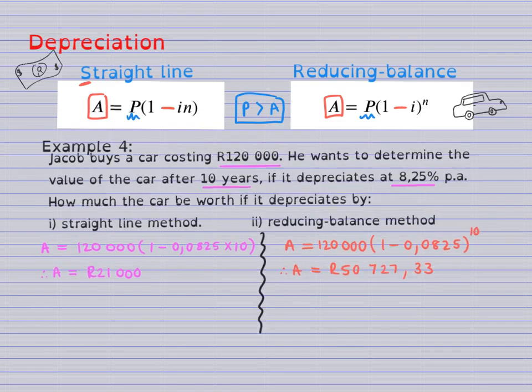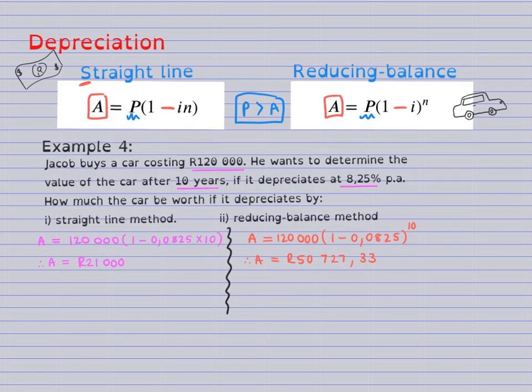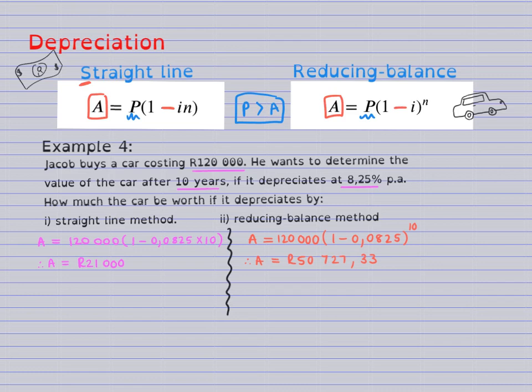So if I just quickly show you what the graphs of those two things would look like. If you're losing value on an item with straight line depreciation, this is what will happen. So let's say it costs 120,000 Rand. It loses value over time. It can eventually get to a point where it is worth 0 Rand. That's what happens with your straight line depreciation.